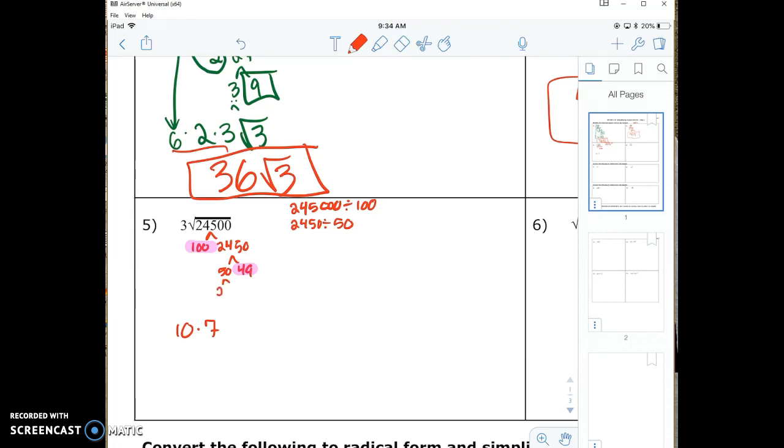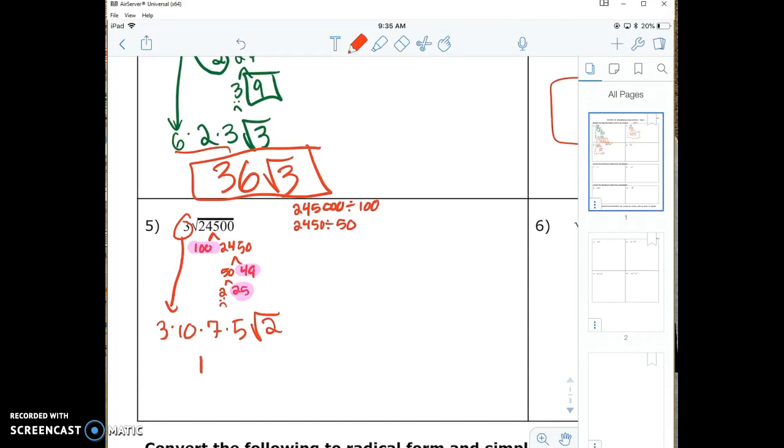Okay, 50 is 2 times 25. And I see another perfect square. The square root of 25 is 5. 2 is left over. It stays inside the radical. And don't forget to bring down the number that was in front. If I multiply my numbers outside the radical, 3 times 10 times 7 times 5 in my calculator, I get 1,050, and I keep the square root 2.